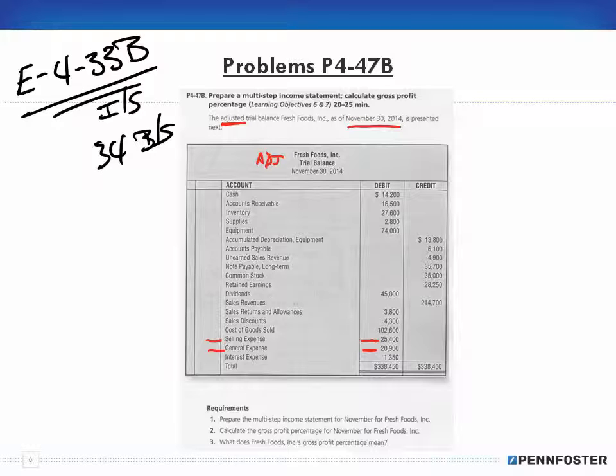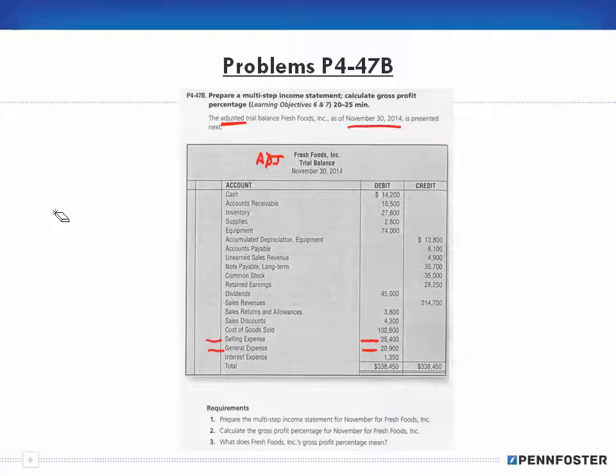So if you go back to those exercises and watch them, you'll get a better understanding of how I'm creating the financial statement versus what you see as a solution in the textbook, in the solution manual. Now for this one here, it says we're going to create a multi-step income statement, and we're going to calculate the gross profit percentage. And then what does the gross profit percentage mean?